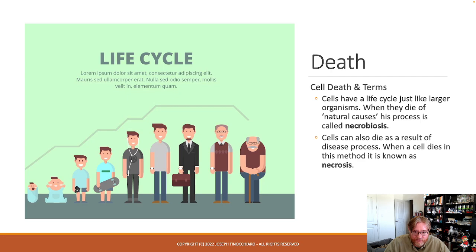Cells have a life cycle just like larger organisms. When they die of natural causes, this process is called necrobiosis. Cells can also die as a result of disease processes, and when they die as a result of disease, this is called necrosis. Two very important terms. Cells are born, they grow old, they die. Necrobiosis, natural lifespan. If a cell dies as a result of a pathogenic cause, a disease process, it is necrosis. Basically, necrosis is cellular murder.